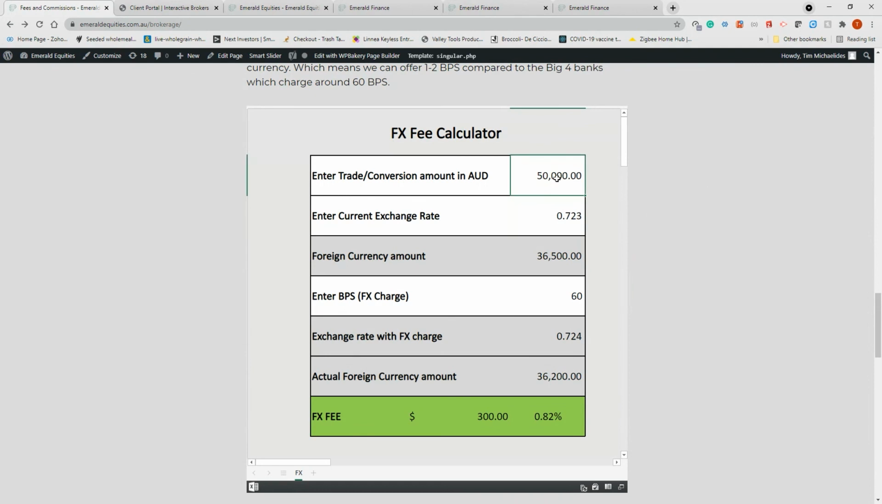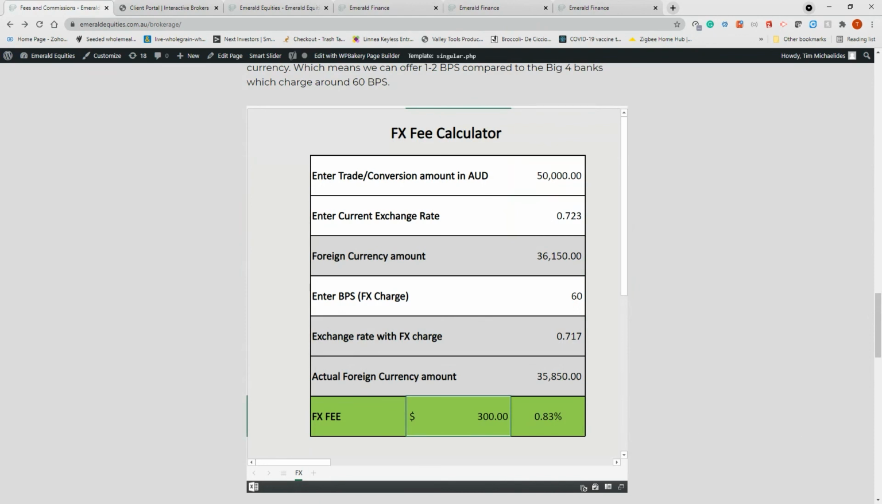All right, so let's just say transferring 50,000 over. You're charging 60 bips, which is pretty much the going rate out there at the moment. What's this 60 bips mean? Instead of getting that 0.723, they're going to take it off here and give you only 0.717. So that's where the 60 bips is. What that means is you should be getting 36,150, but you're only getting 35,850. So you're losing $300.